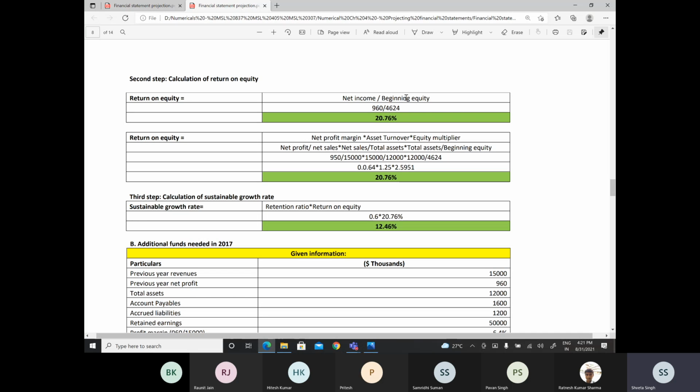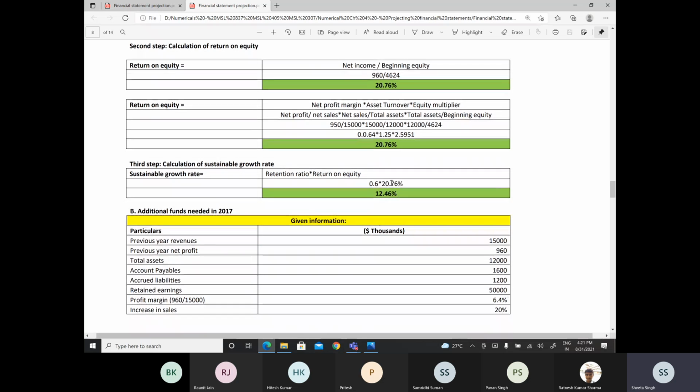And the beginning equity is given to us as 4624. So the return on equity is 20.76%. Okay. We can also calculate this return on equity by this ratio, but that's okay. You can apply this also if you want, but otherwise the main thing is net income upon beginning equity.